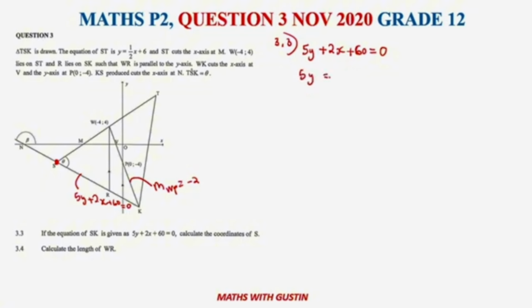Then we are going to make y the subject of the formula. We take everything that side: minus 2x minus 60. Therefore we divide everything by 5. We are going to be left with y is equal to -2x over 5, and -60 divided by 5 is going to give us -12. Great stuff. Now this is the equation of SK as given here.